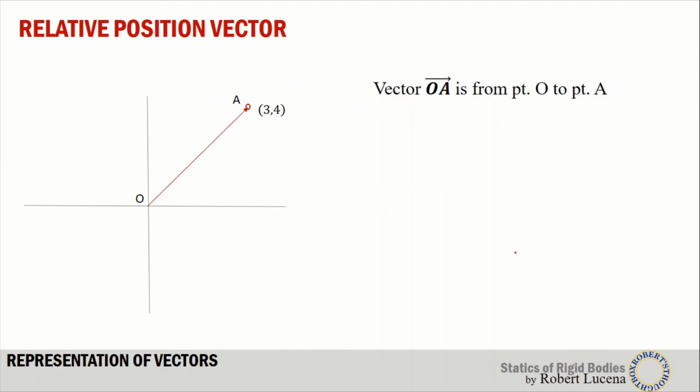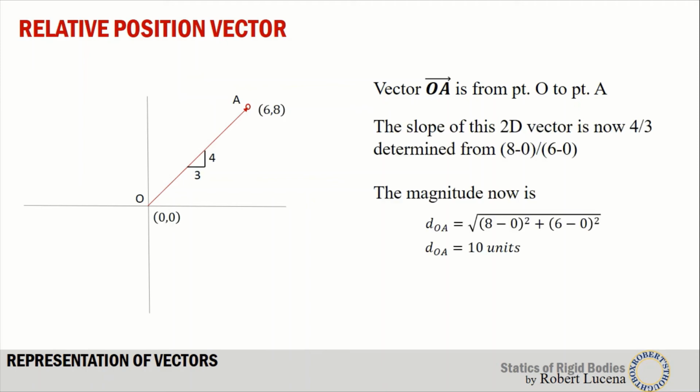Now, let's have a sample here for 2 dimensions to fully appreciate that. We have a vector OA from point O to point A. Now, the slope of this 2D vector is 4/3, and we get that by simply having the slope (8 minus 0) over (6 minus 0), recalling your analytic geometry. Now the magnitude of vector OA is the square root of (8 minus 0) squared plus (6 minus 0) squared, because this is the change in x coordinate and the change in y coordinate, and this distance by the Pythagorean theorem, we got it as 10 units.